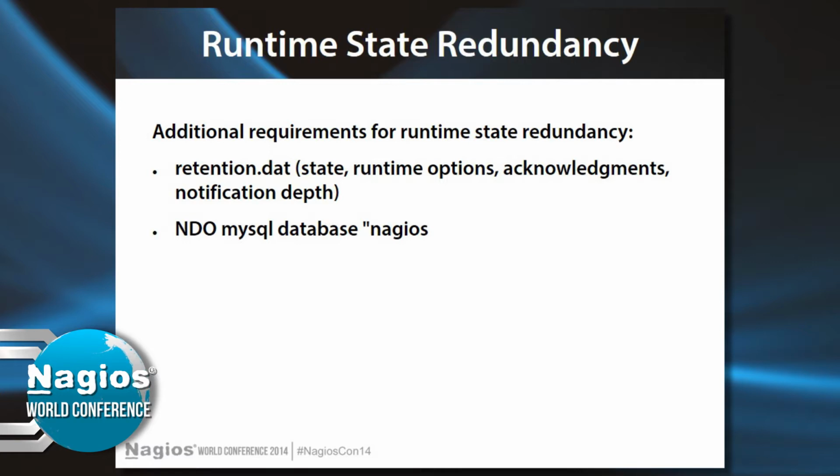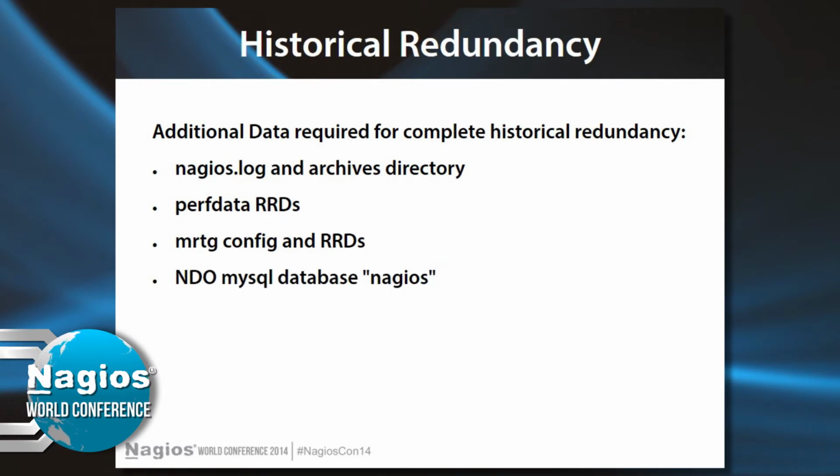You do need to make sure you also have the NDO MySQL database Nagios, so that when XI fires up, it's going to have the right states for all the objects in the UI. Historical redundancy, again, the NDO MySQL database, perf data RRDs, again, MRTG config and RRDs, or you won't be able to roll the averages into the perf data RRDs, and then Nagios.log in the archives directory.